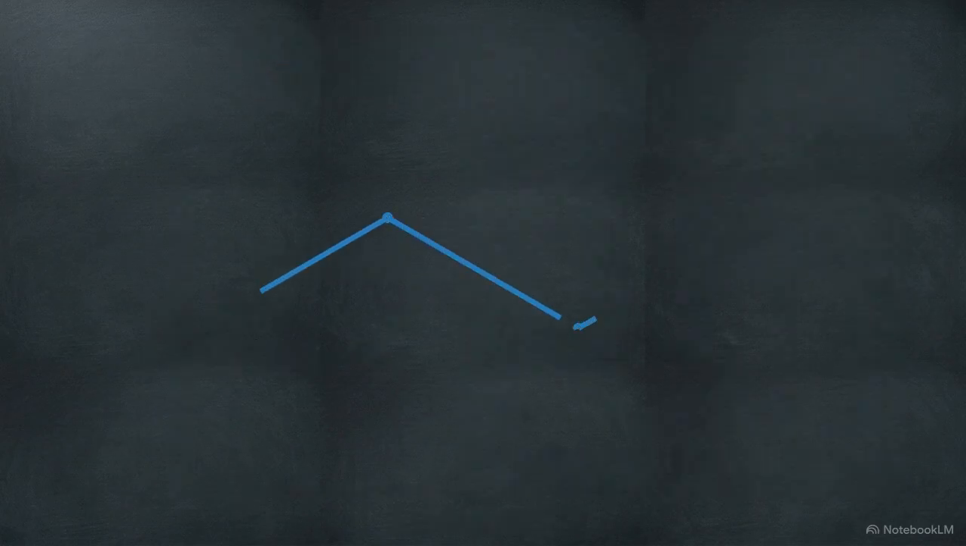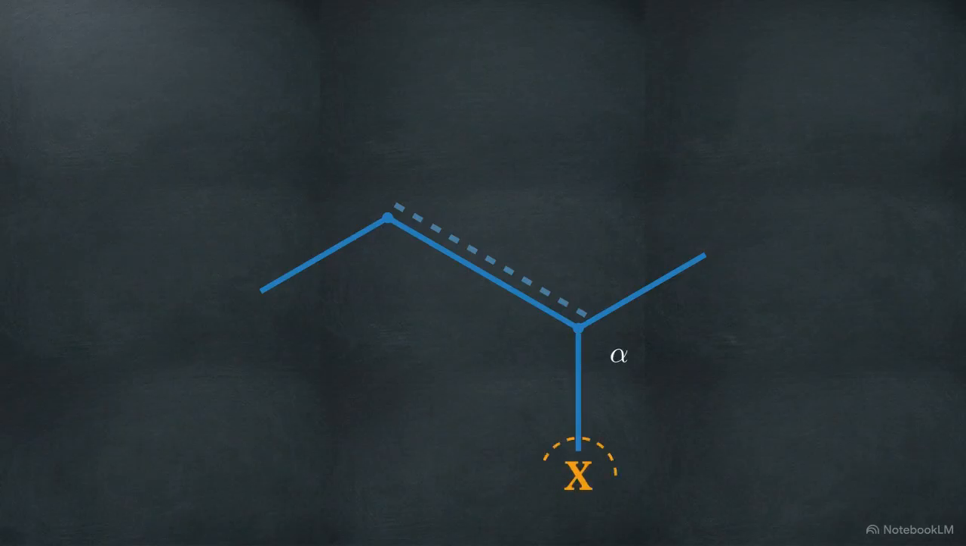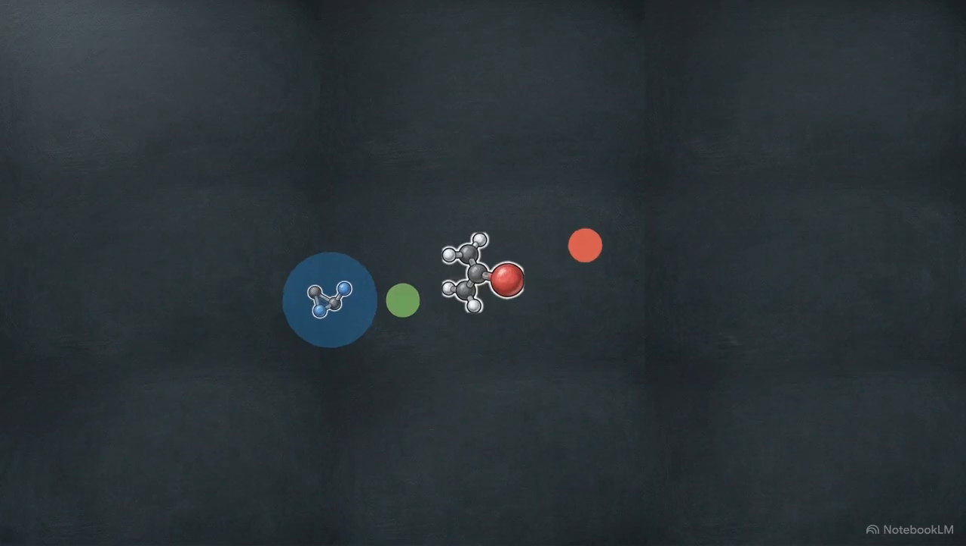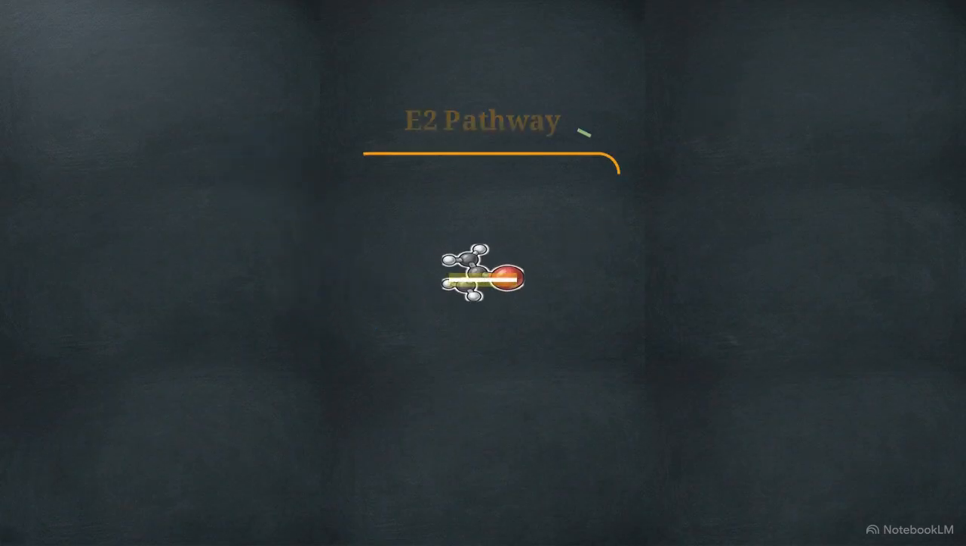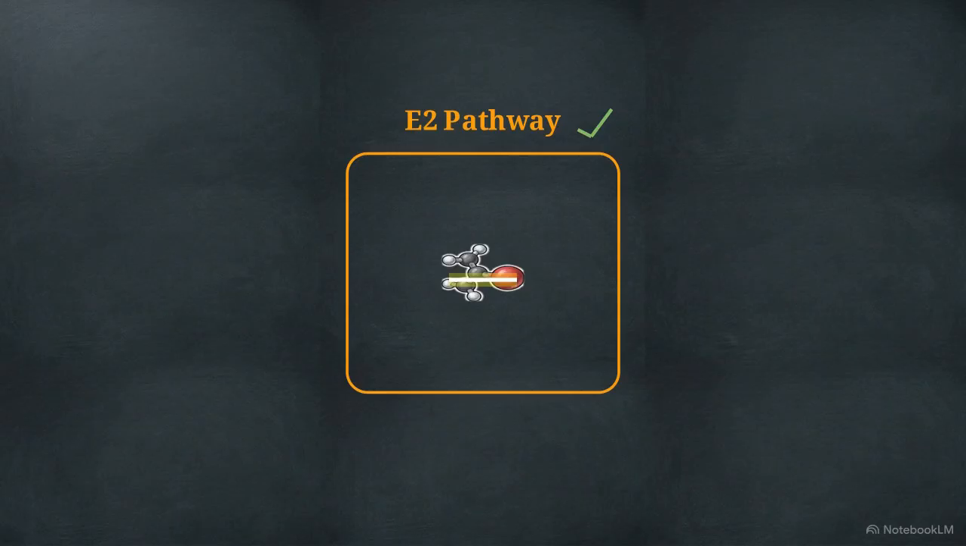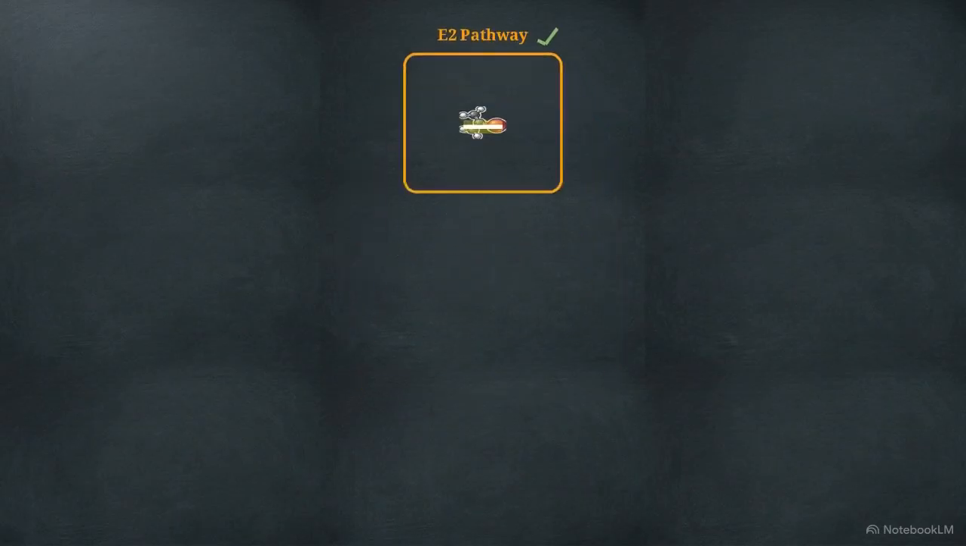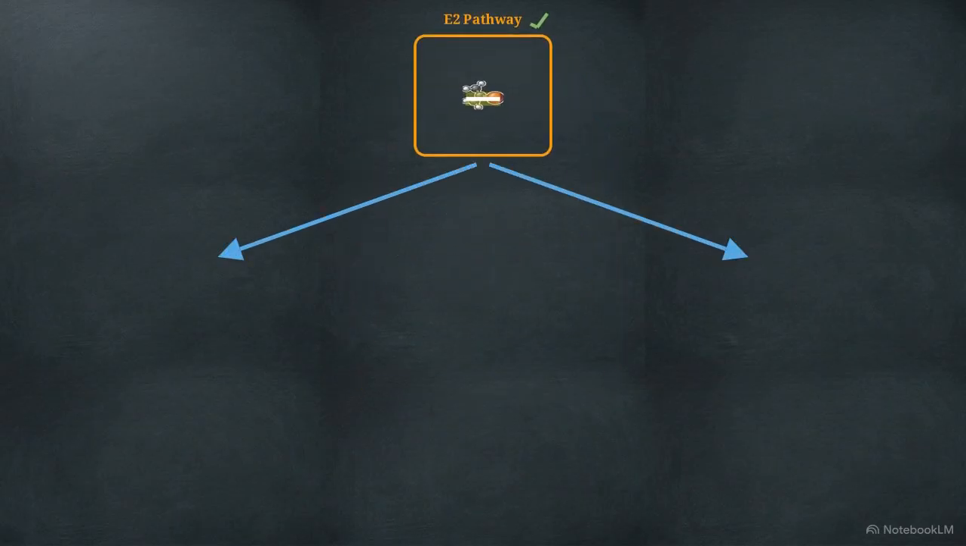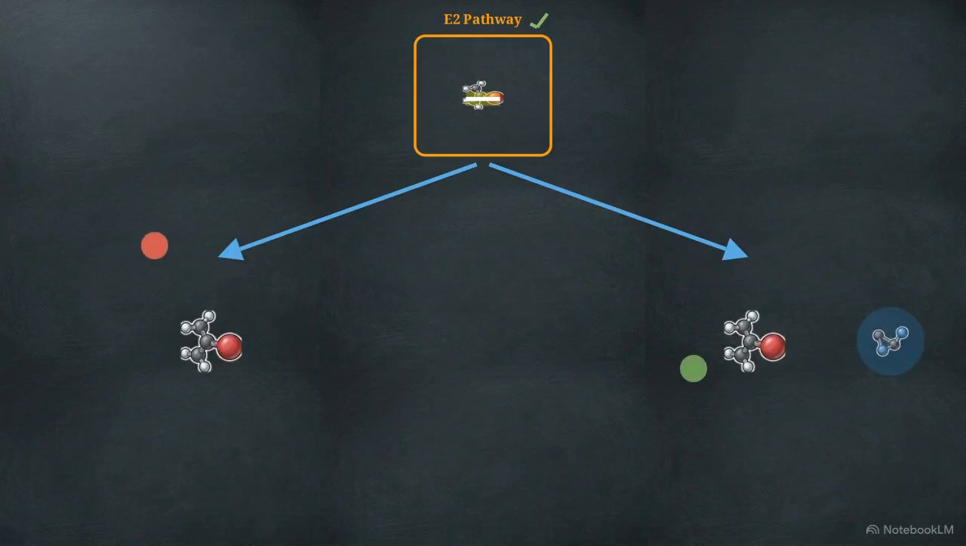For a molecule to forge that new double bond, it must lose two specific groups, a leaving group and a proton from the adjacent beta carbon. In this 3D model of 2-bromobutane, notice the timing. As the blue base abstracts the green beta proton, the red leaving group departs at the exact same moment. Bond breaking and bond making happen simultaneously. This concerted timing defines the E2 pathway.